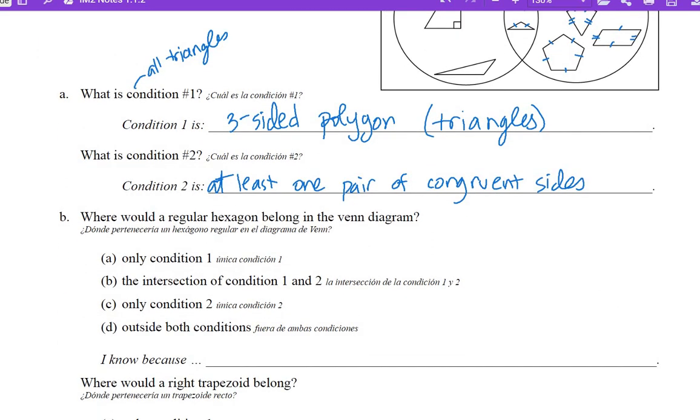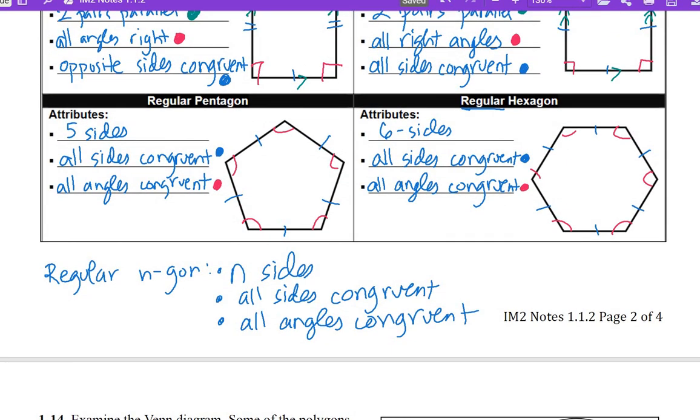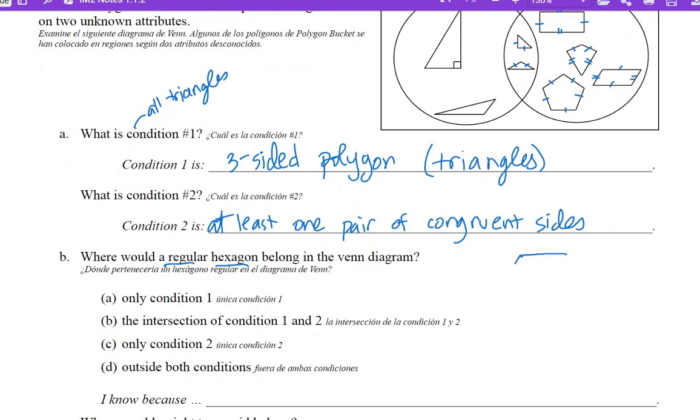Okay, part B says, where would a regular hexagon belong in the Venn diagram? If you don't know, a hexagon is a 6-sided regular shape. So it's got 6 sides, all sides congruent, all angles congruent. I'm just going to draw it right here so that we can have that for reference. Pretend all of my angles are the same. I'll make it so by marking them, and all side lengths are the same.